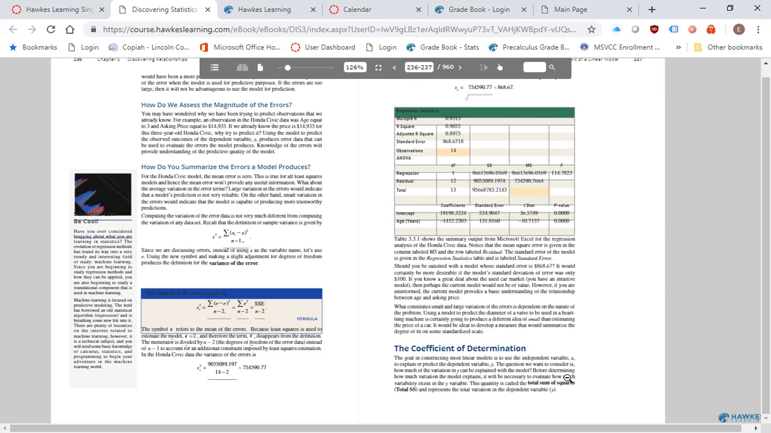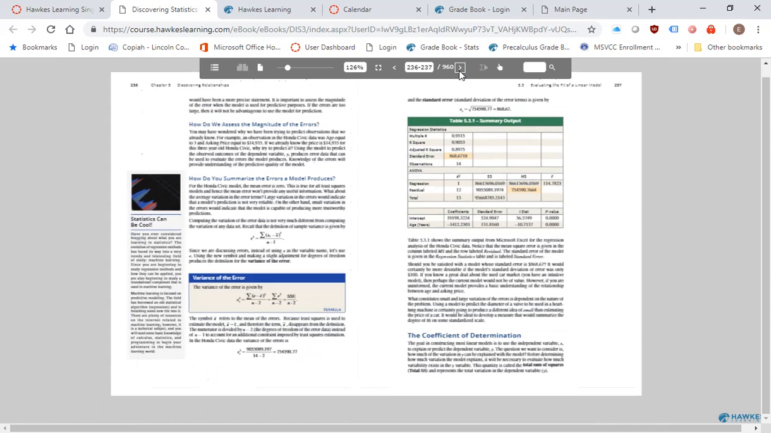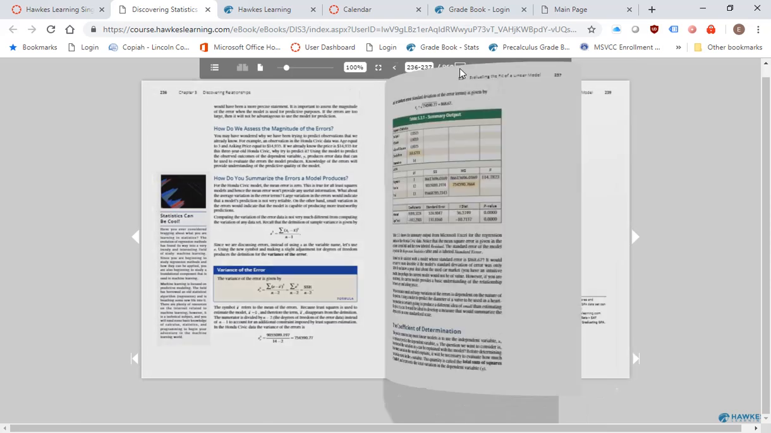Let's read through this. It says the goal in constructing most linear models is to use the independent variable x to explain or predict the dependent variable y. The question we want to consider is how much of the variation can be explained with a model. Before determining how much variation the model explains, it will be necessary to evaluate how much variability exists in the y variable. This quantity is called the total sum of squares, total SS, and represents the total variation in the dependent variable y.